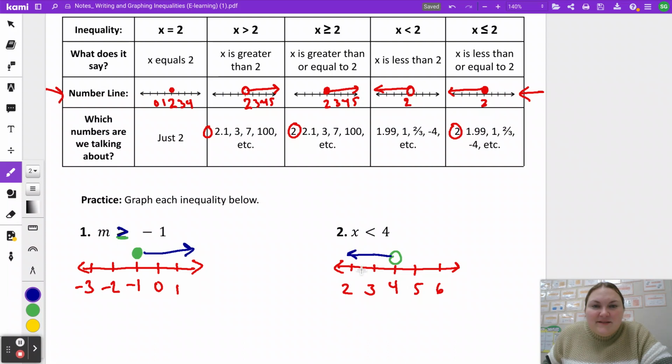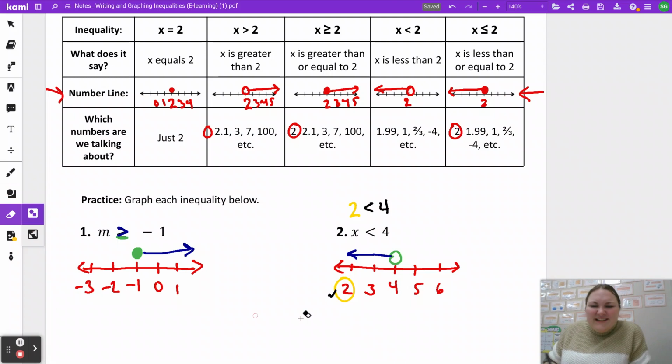If you ever want to check to make sure you're shading the correct side, you can do the same thing we did for equations and use substitution. Remember, we're trying to color all of the possible answers. So I could always pick a number I've colored in, like the number 2, and make sure if I substitute 2 into the inequality, it says something that's true. Is 2 less than 4? Yep. So 2 should be shaded. It should be colored in because we're coloring all the numbers that are less than 4. If you are a little unsure about where to color, that's a good way that you can always check your answer.